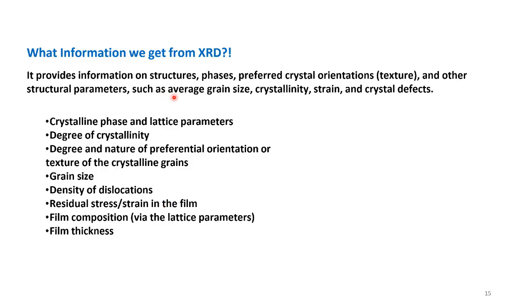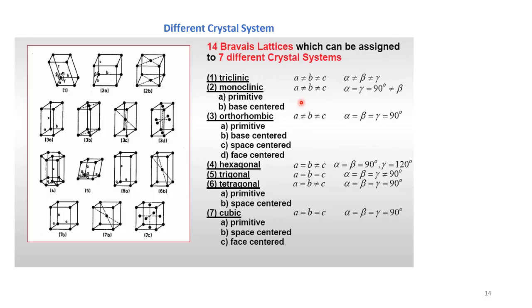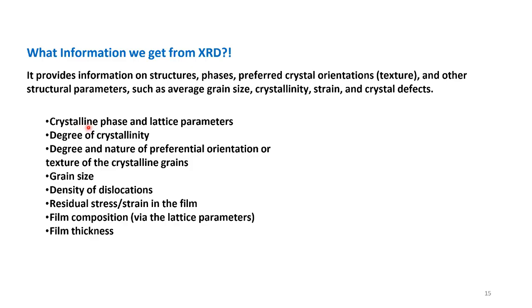So the information which we get from the XRD is it provides information on structures, phases, and the preferred crystal orientation, and other structural parameters such as grain size, crystallinity, strain, and the crystal defects also. So we will get information on the crystalline phases and lattice parameters. Lattice parameters are all these parameters, suppose the sides of the cube or the angles. So this we can get from the XRD.